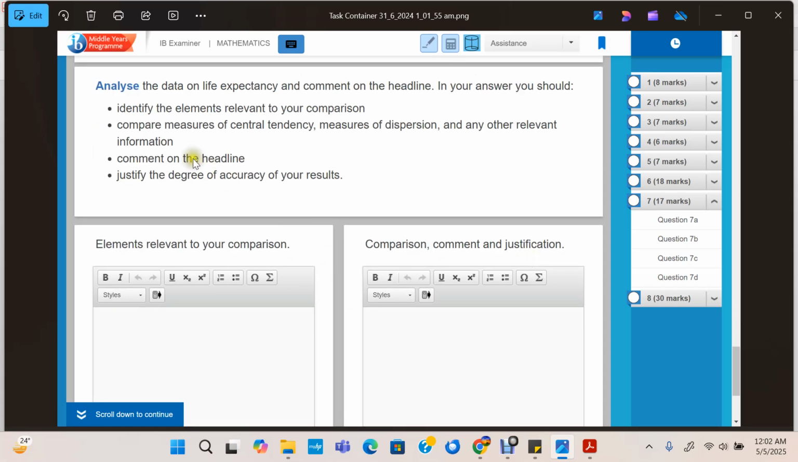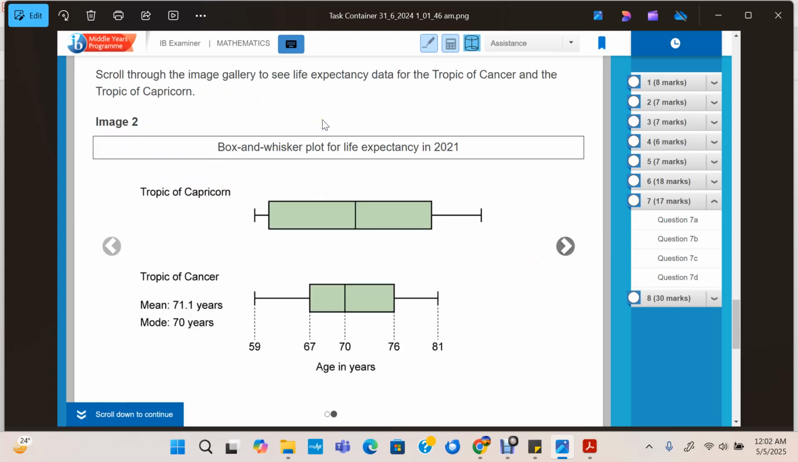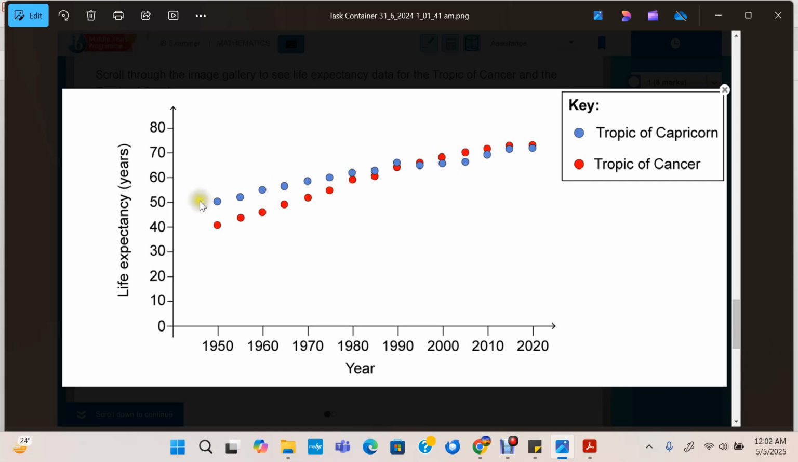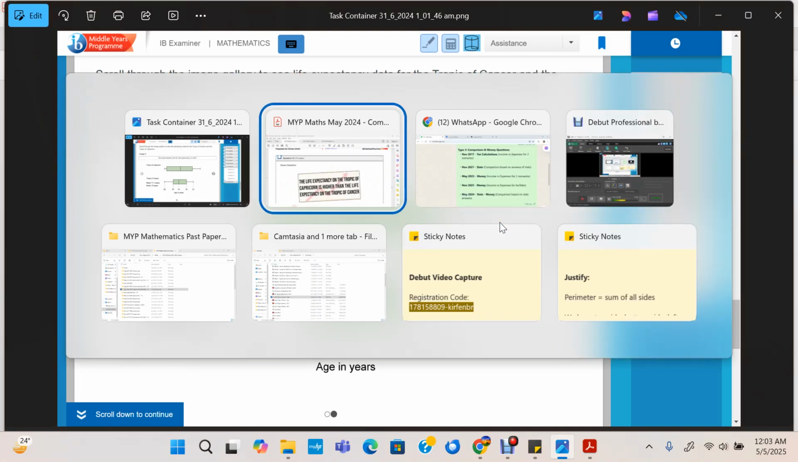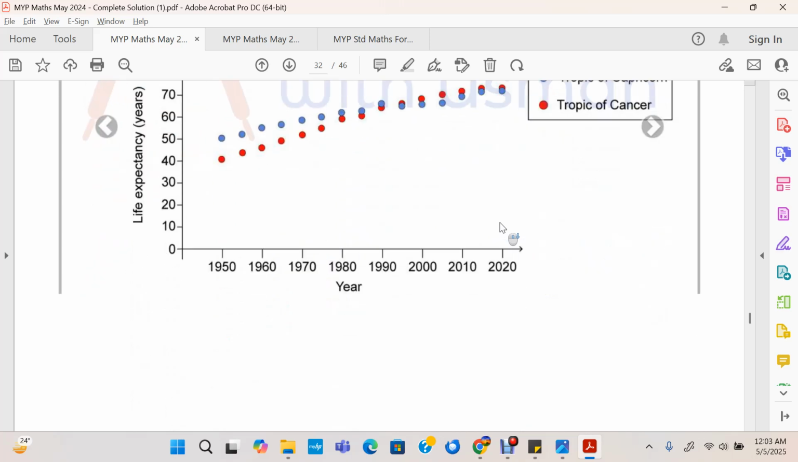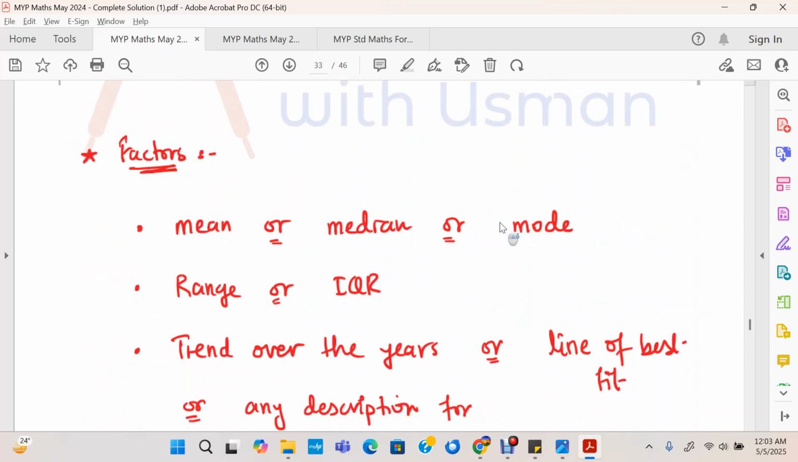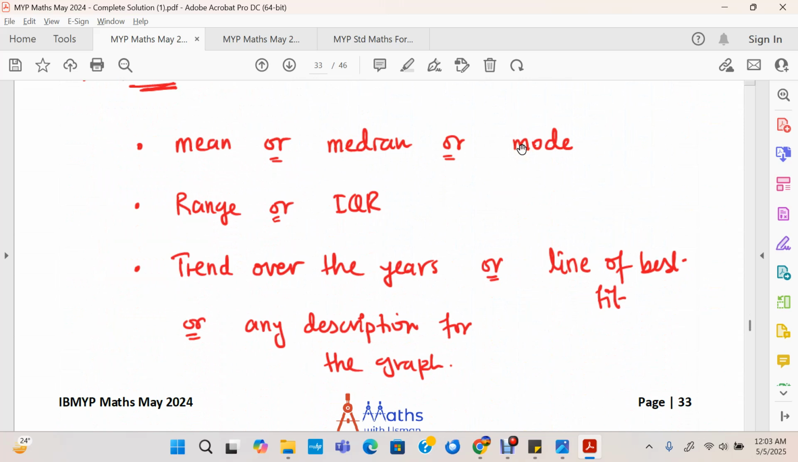Okay, identify the relevant elements for your comparison. Obviously the trend of the life expectancy over the years and the number of countries and all of that stuff. So you can mention all of that as your factors. All of the data that you have is a factor. So the mean, median, mode is a factor. The range or the interquartile range is also a factor. And then the trend over the years or the line of best fit.